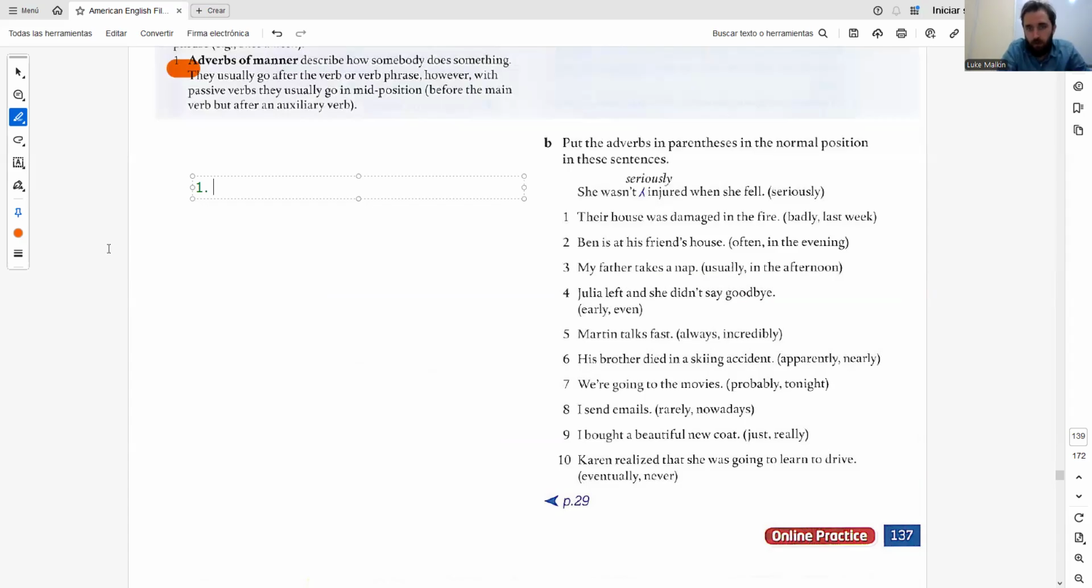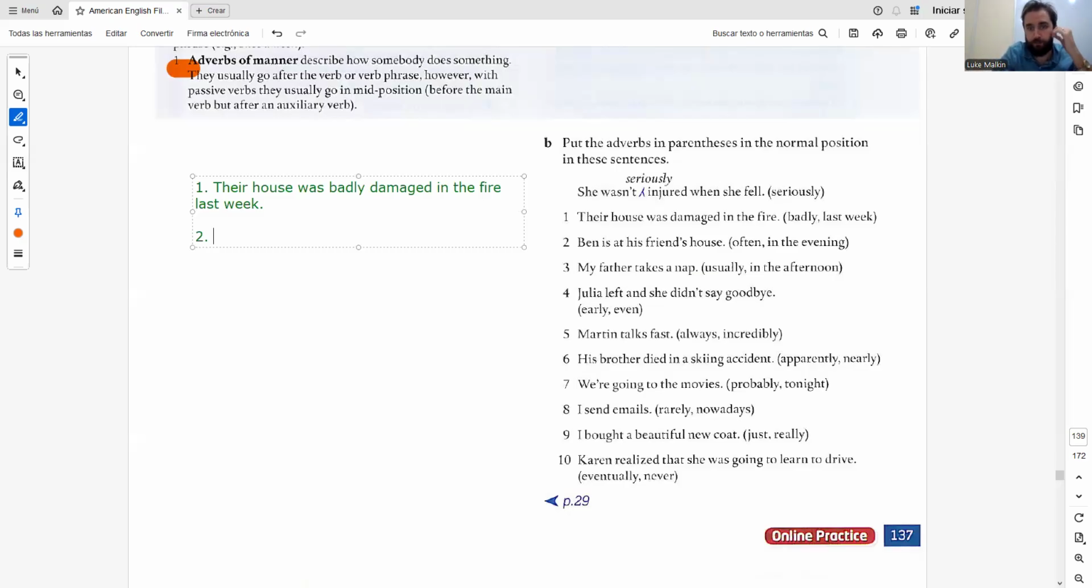Okay, number 1. Their house was badly damaged in the fire last week. My first adverb is talking about how it was damaged. So it's badly damaged, and here it's passive, right? So it needs to go between the was and damaged. The second adverbial phrase is giving us the time, and as we know, just put that at the end of the sentence.